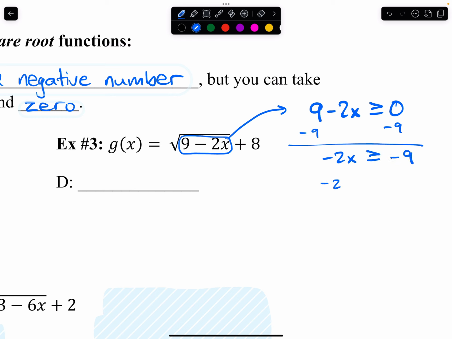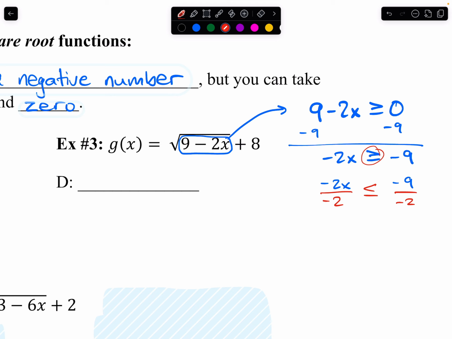I'd get negative 2x is greater than or equal to negative 9. And then I can divide both sides by negative 2 to get x by itself. But remember from chapter 4, we're dividing both sides of an inequality by a negative number. So the inequality has to change directions. The greater than or equal to symbol has to switch to a less than or equal to symbol.